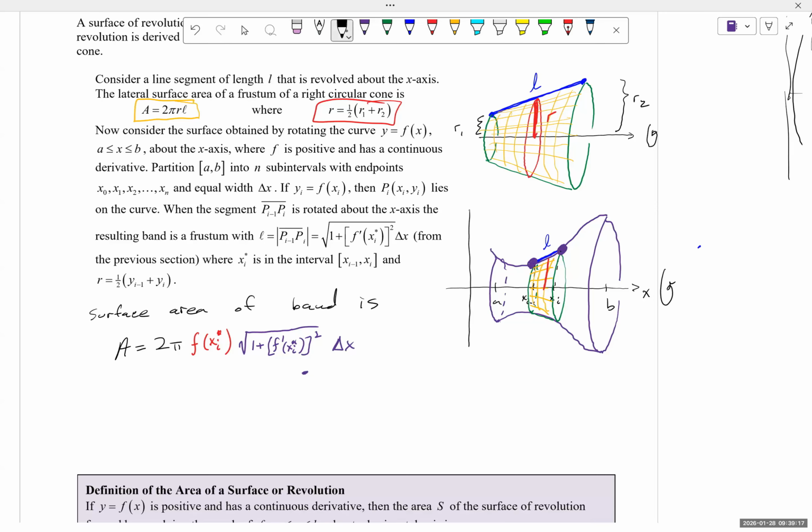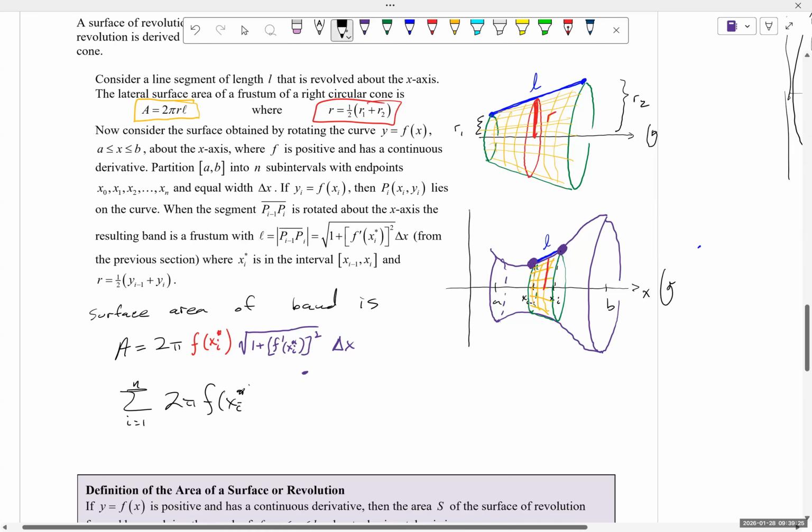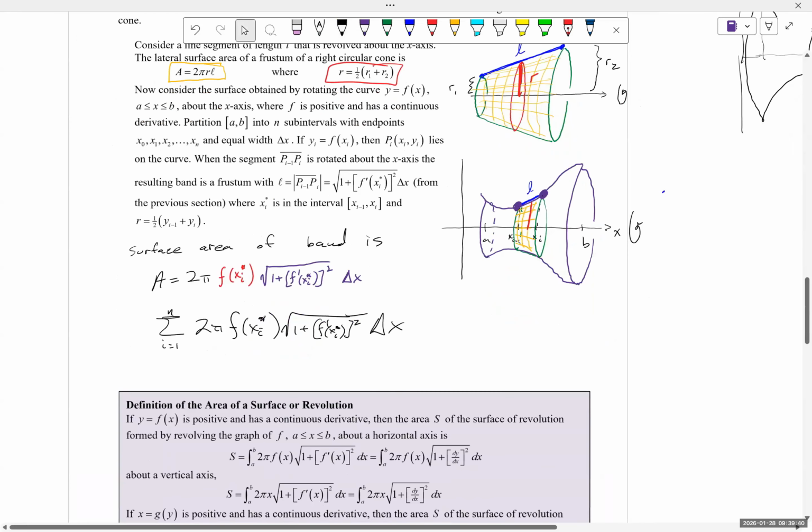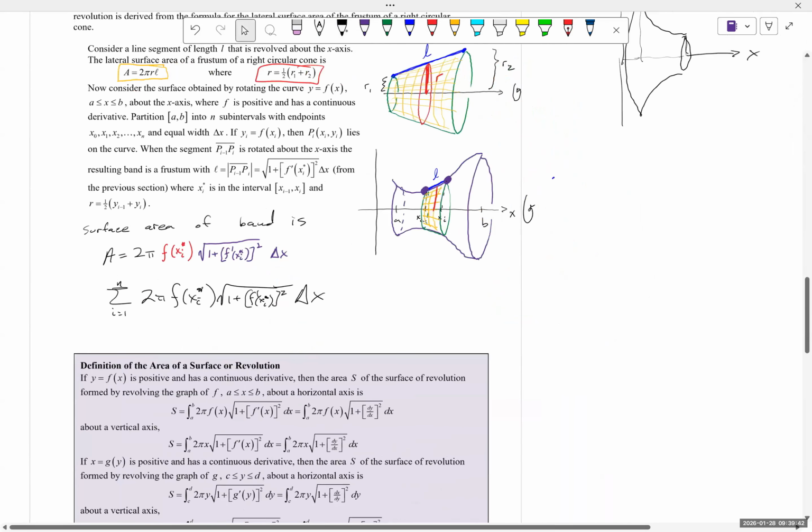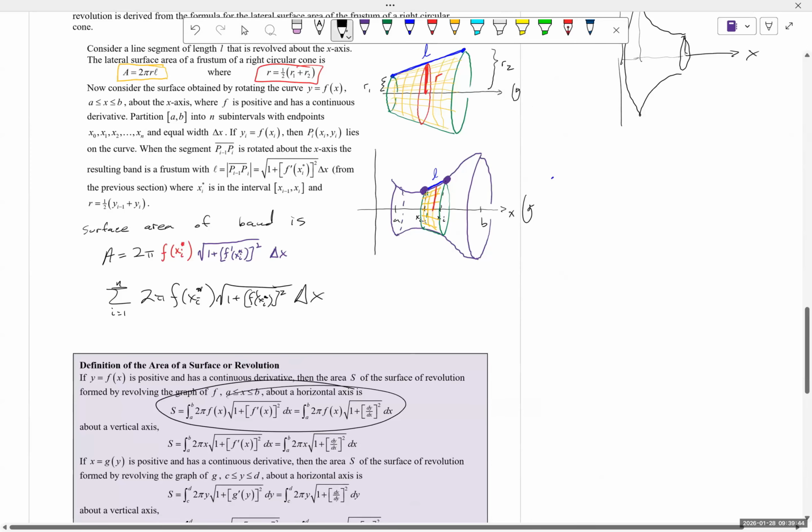We need to add up a whole bunch of them. The sum from i equals 1 to n of 2 pi f of x sub i star times the square root of 1 plus f prime of x sub i star squared, times delta x. And then we take the limit as the number of bands goes to infinity, and we end up with this right here.